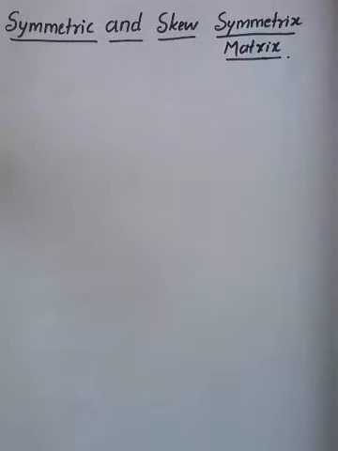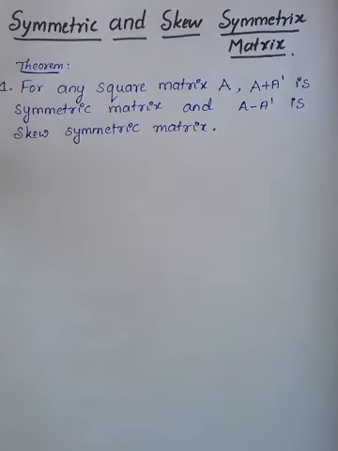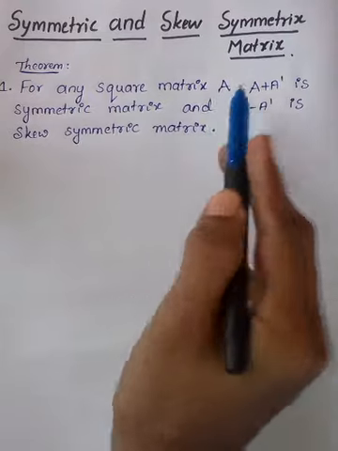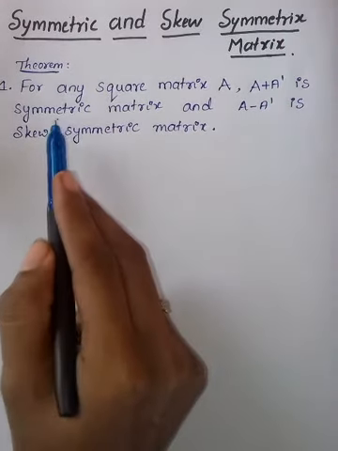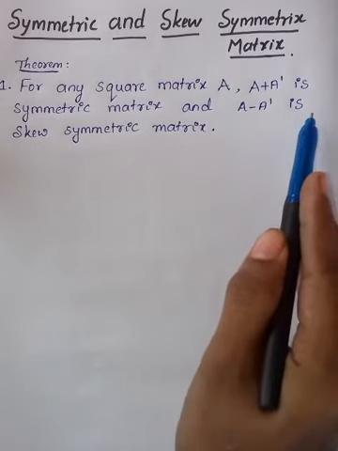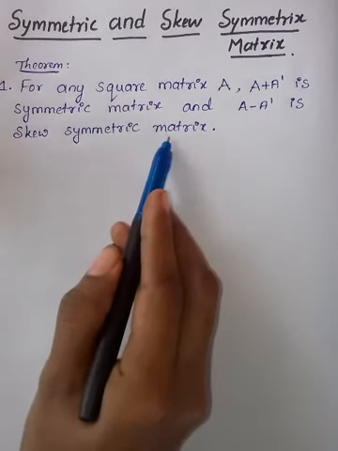Hi everyone. In this video, I will explain some important results of symmetric and skew symmetric matrices. First one: for any square matrix A, A plus A transpose is a symmetric matrix and A minus A transpose is a skew symmetric matrix.